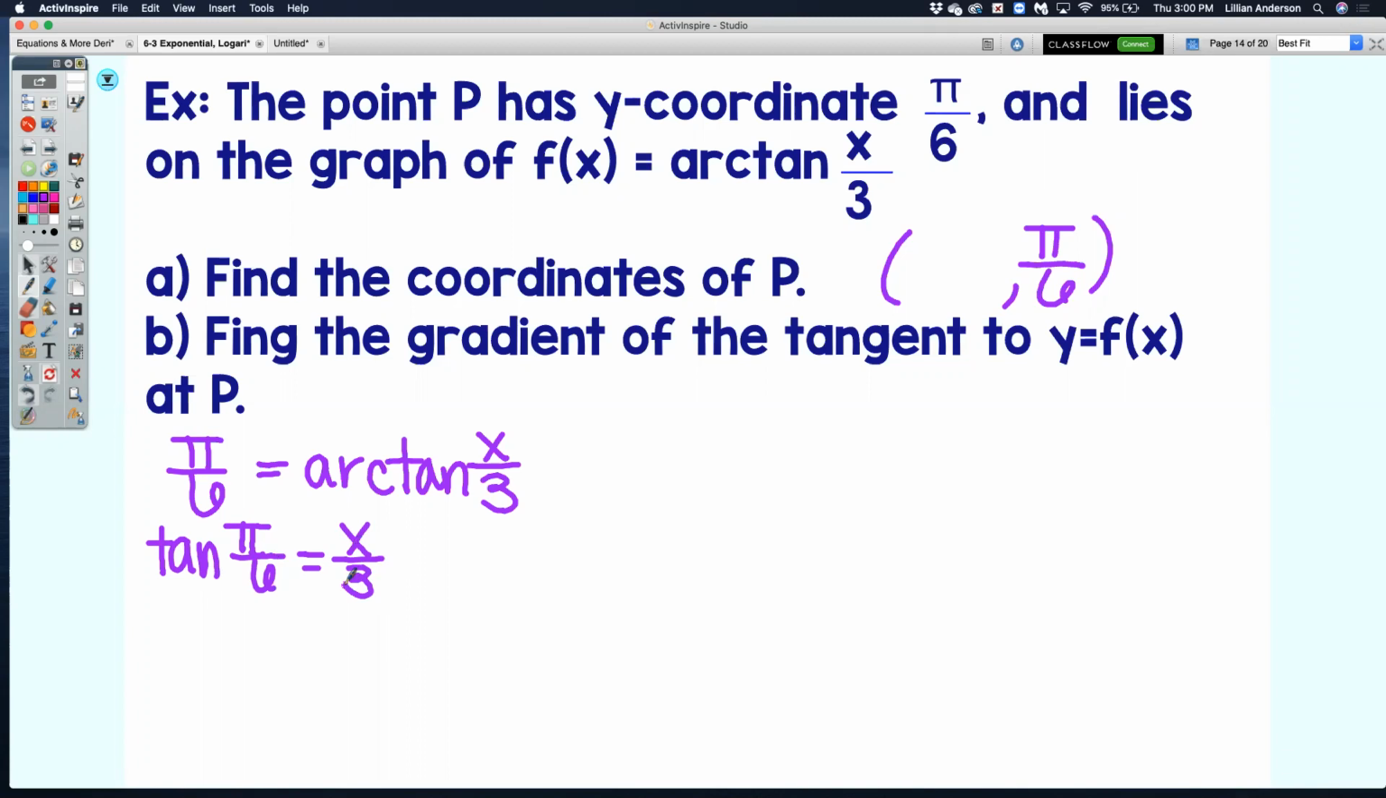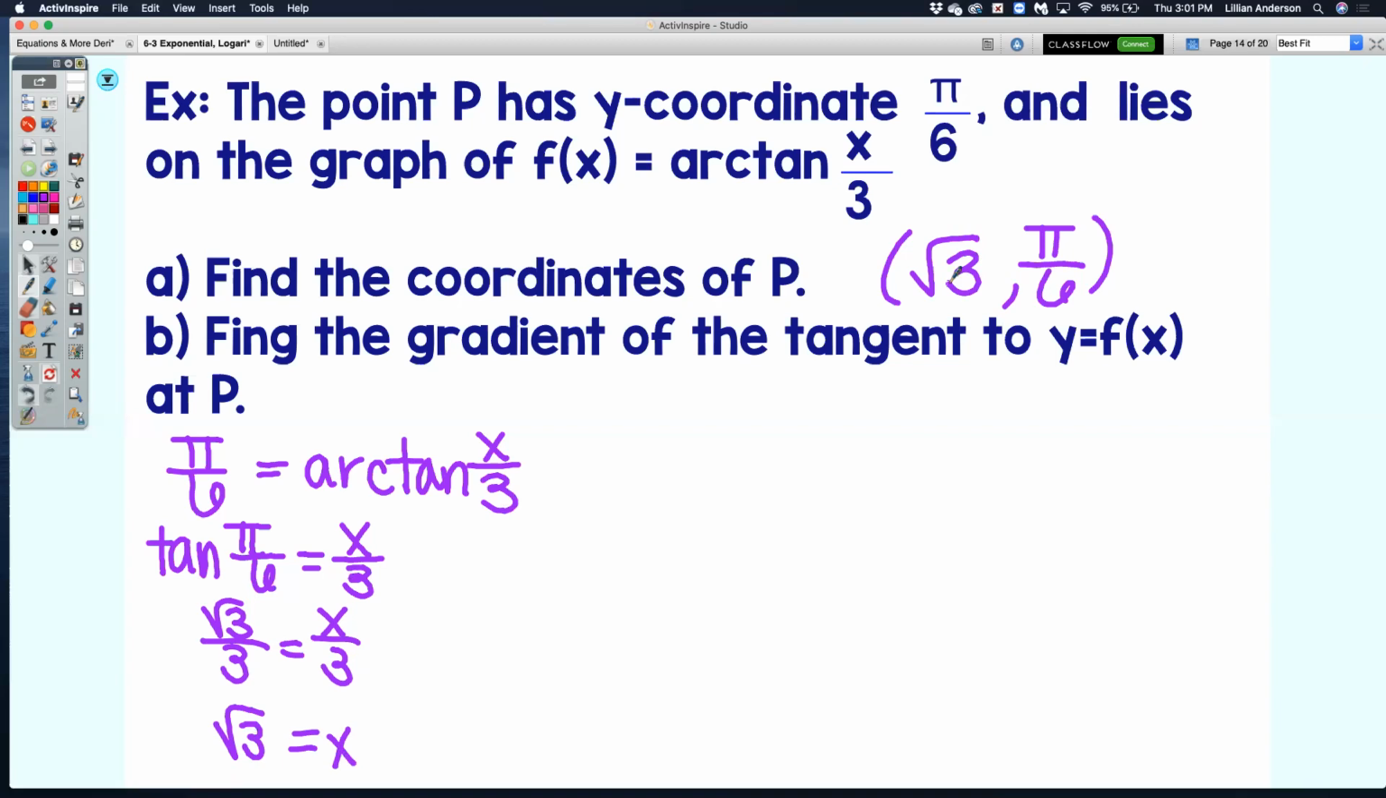Now you have to use unit circle knowledge. What is the tangent of pi over 6? Root 3 over 3. So if root 3 over 3 is equal to the tangent of pi over 6, and I'm solving for x, then x has to equal root 3. That is the x coordinate of P. So my coordinate for P is the square root of 3, pi over 6.